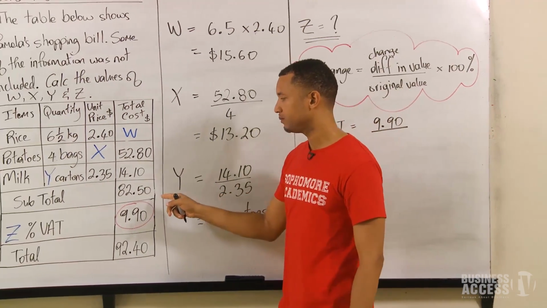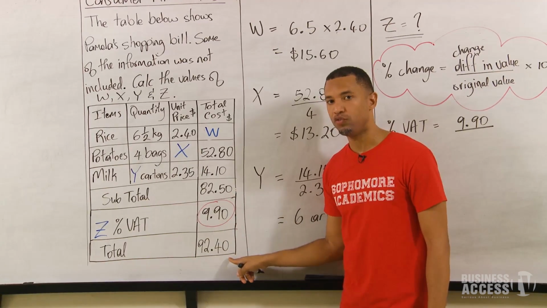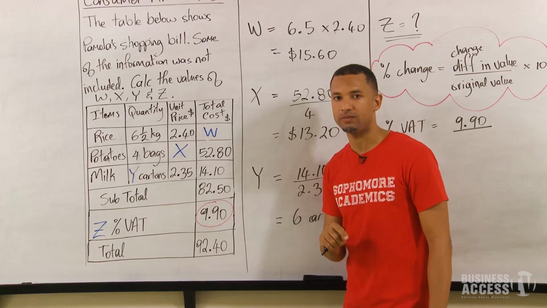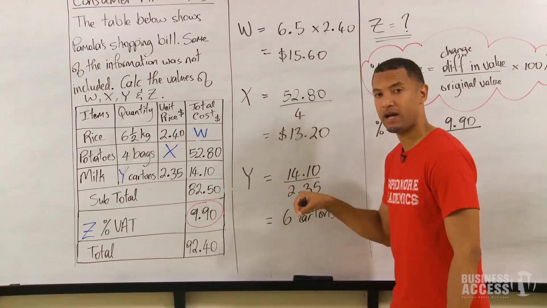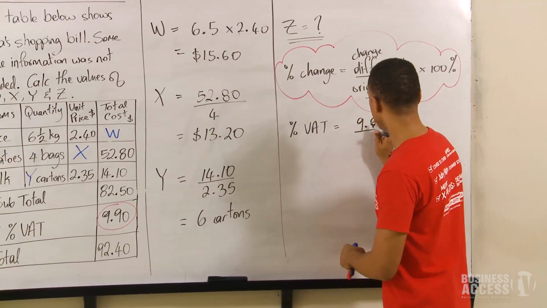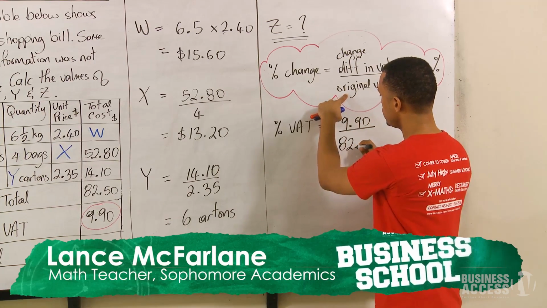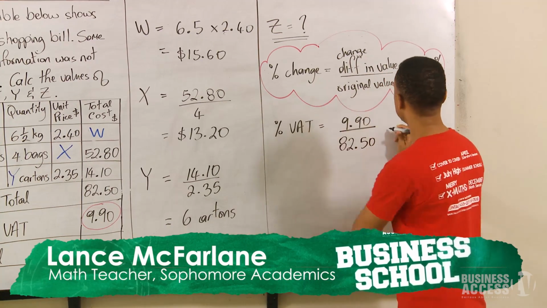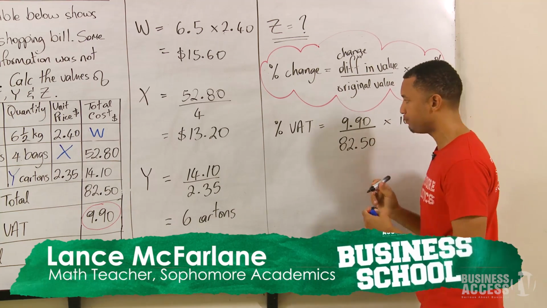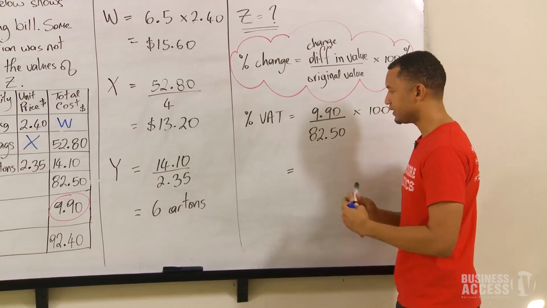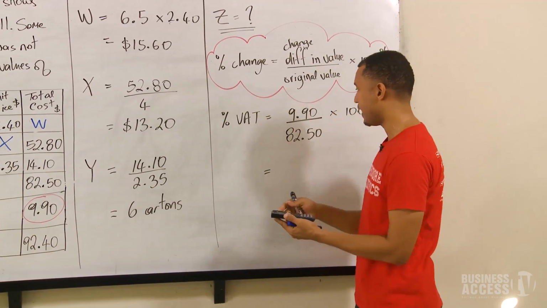Come back to the table. Is it the $82.50 or the $92.40? Which is the original value? It must be the $82.50, the before value. So we're going to put this $9.90 over the original value, which is $82.50, and we're going to multiply that by 100%. Put that in your calculator real quickly and we have our answer.